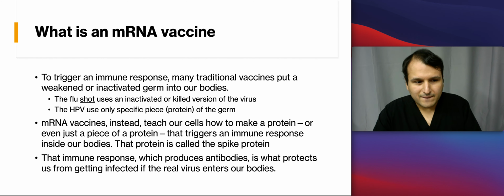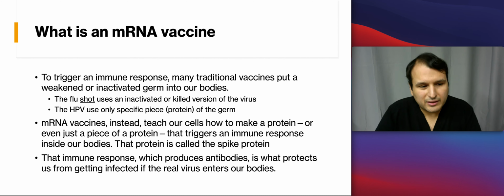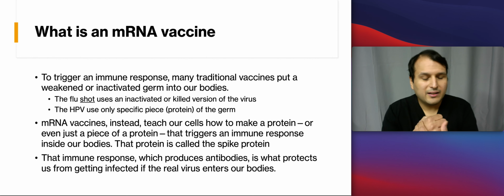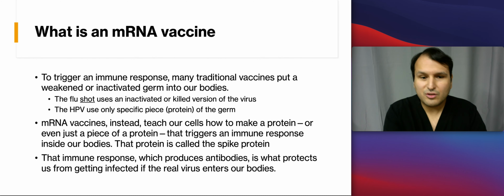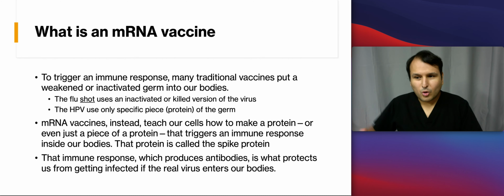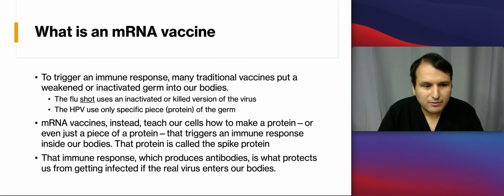Okay, so some of the traditional vaccines that you're used to, like the flu shot, emphasis on shot, the flu shot is an inactivated or killed version of the virus. So we're actually giving you the virus itself, but in an inactive state. There's also a live attenuated vaccine, which is basically a weakened version of a virus.